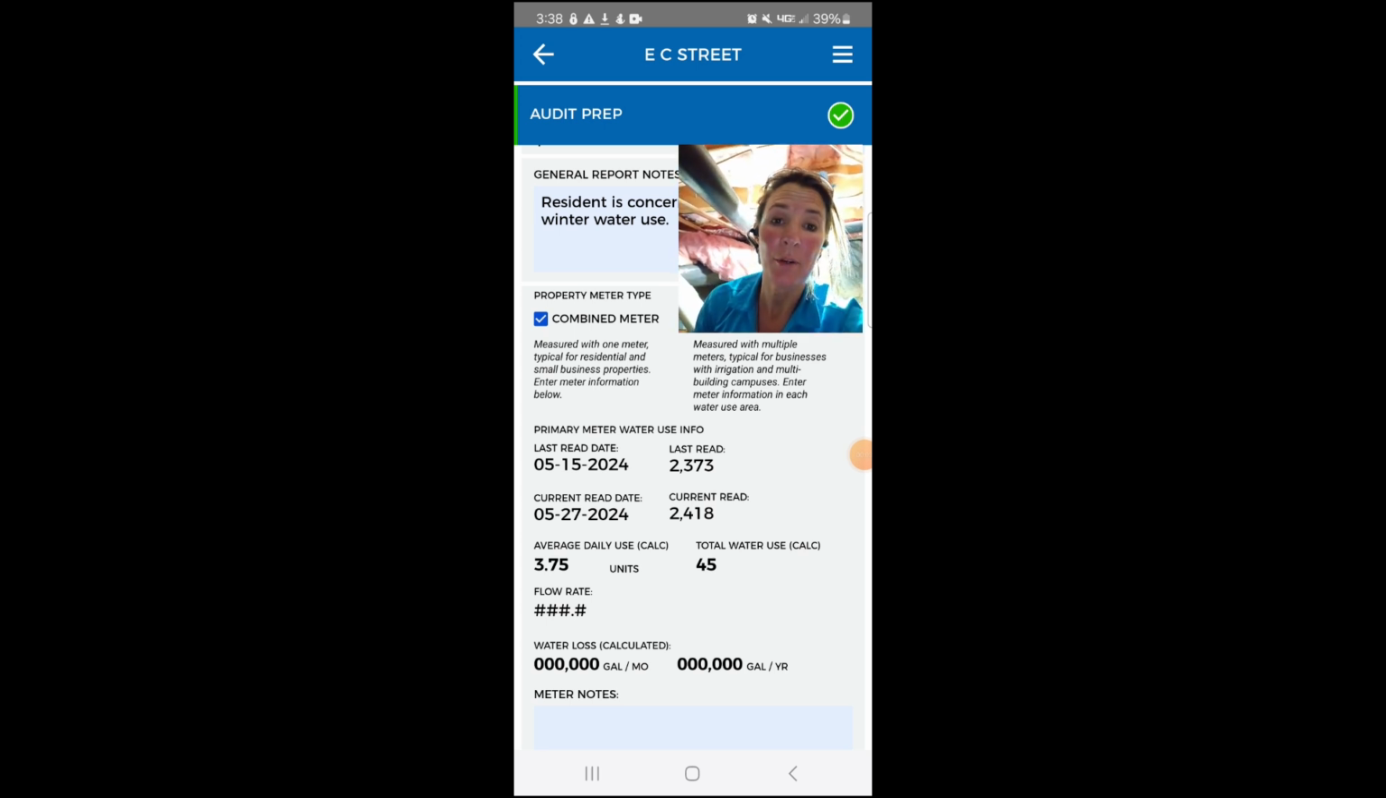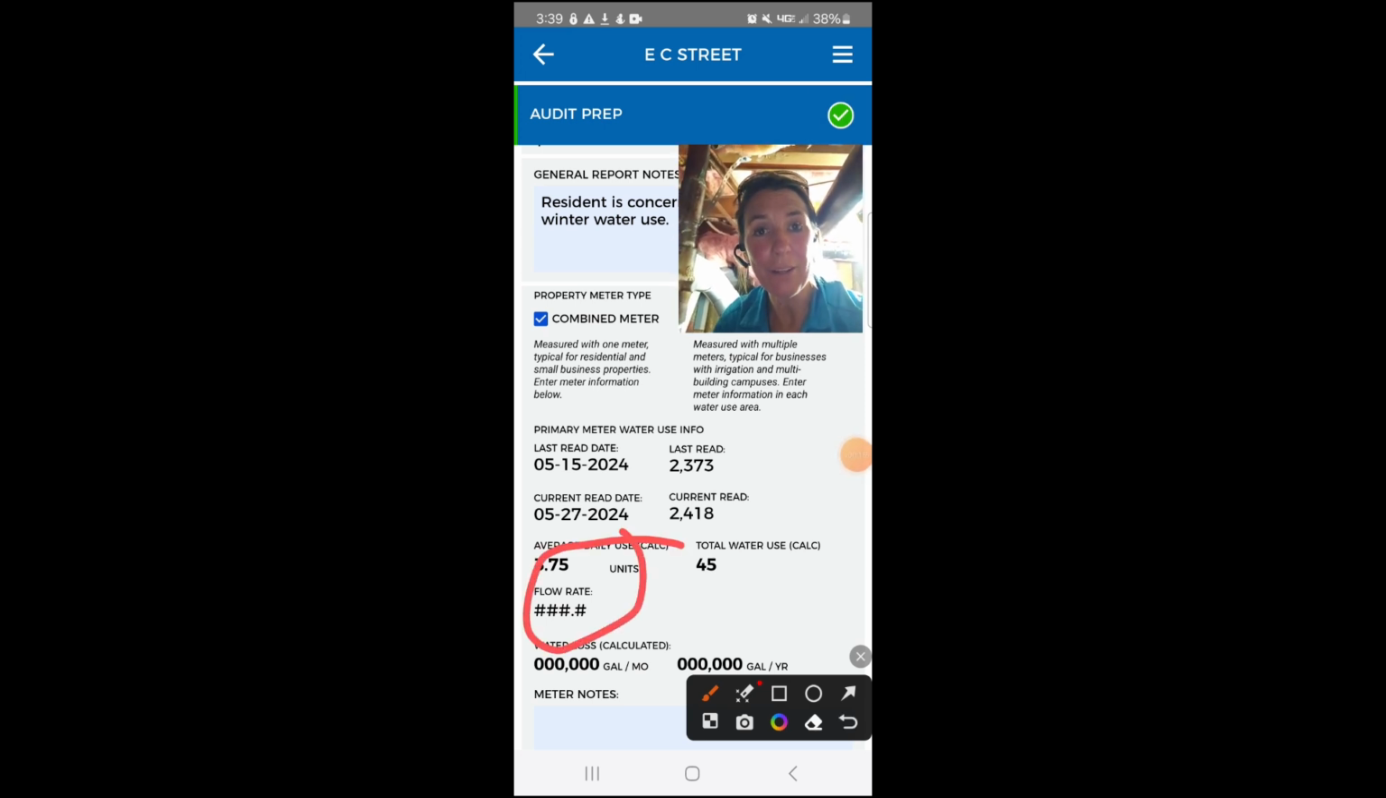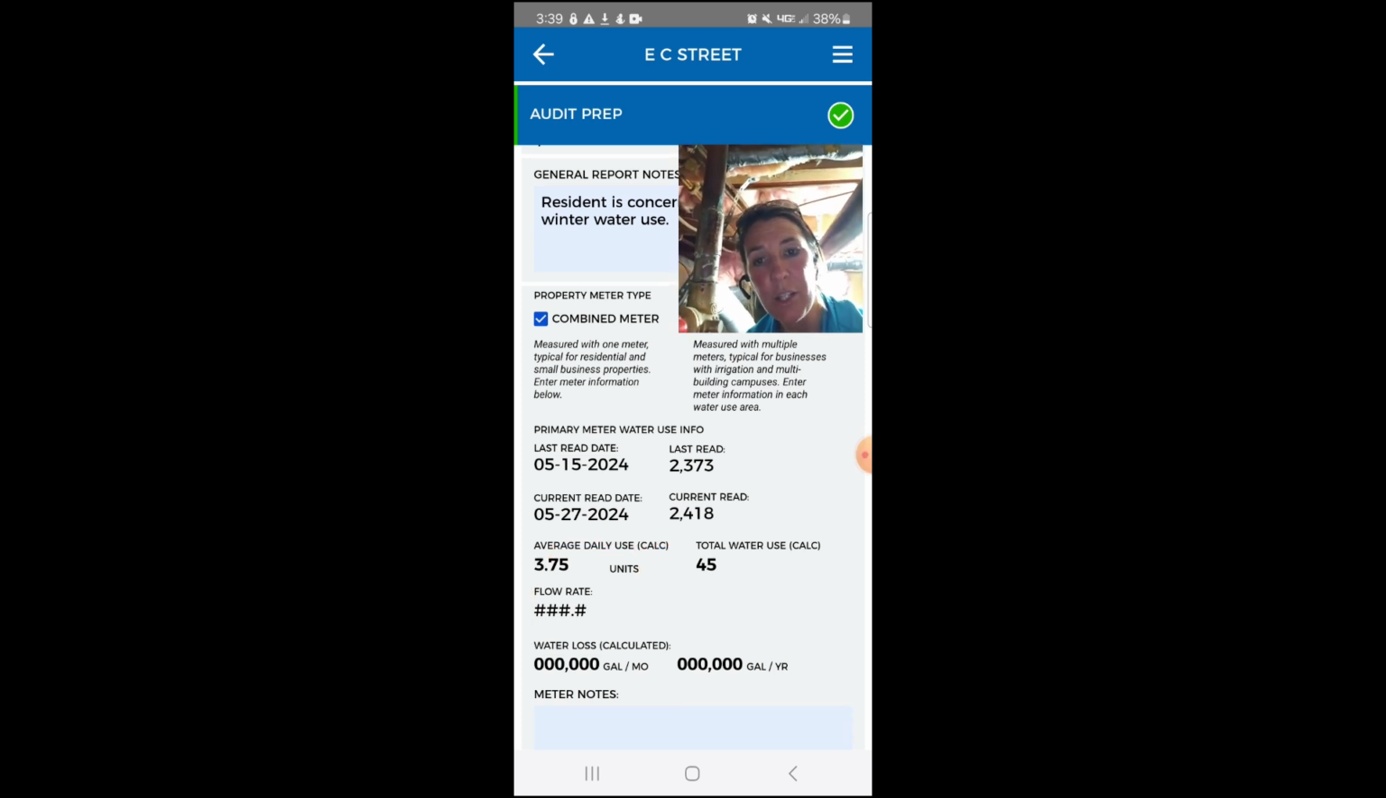Okay, so we put in a meter read. We know they still have a problem. That's a lot of water. Even though the irrigation system's on, we did see a constant flow on the meter. So now we're going to use this flow rate feature right here to figure out the flow rate and see how much that's going to be a month and figure out if that's the leak we've been looking for.